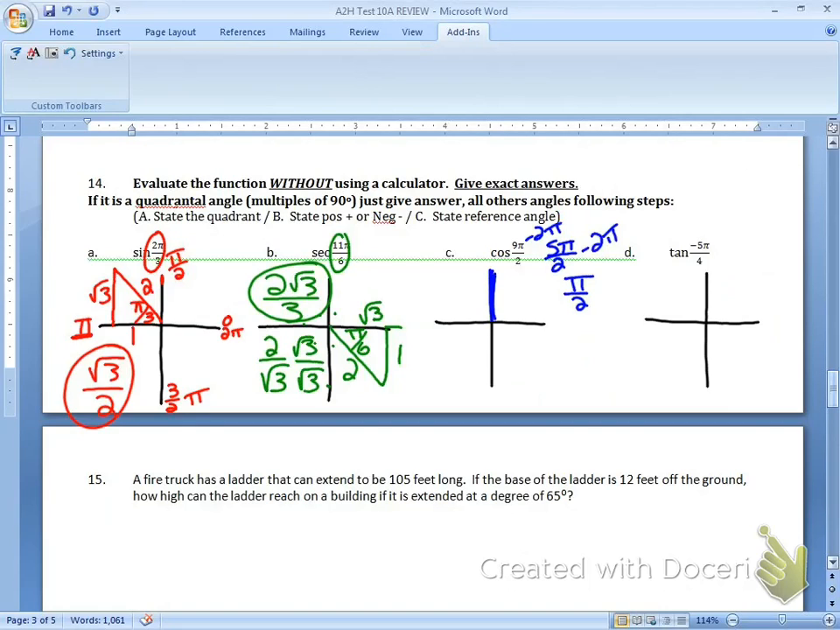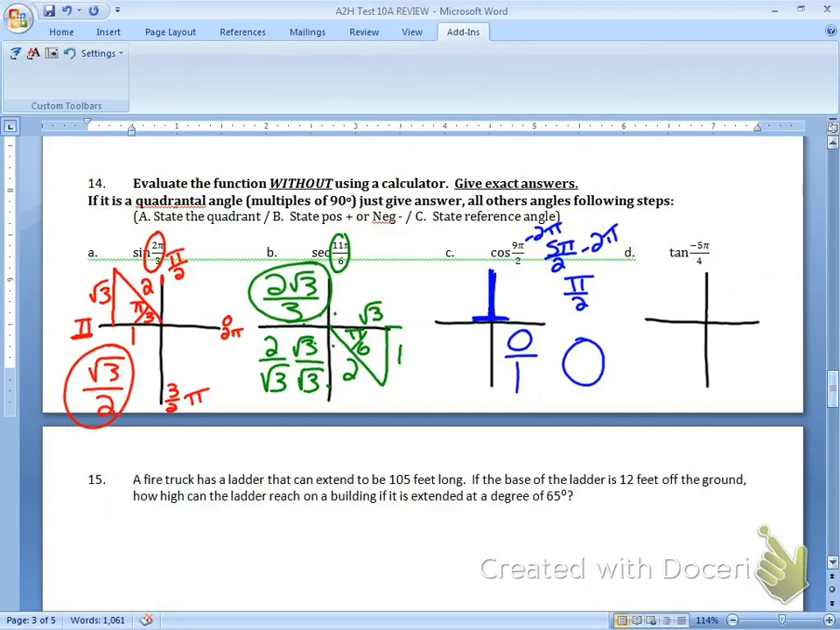It's the 90 degrees. We want the cosine of this. So cosine is adjacent over hypotenuse. There is no adjacent. There is no back and forth at all. It's only up and down. So that is going to be 0 over 1, which is 0.